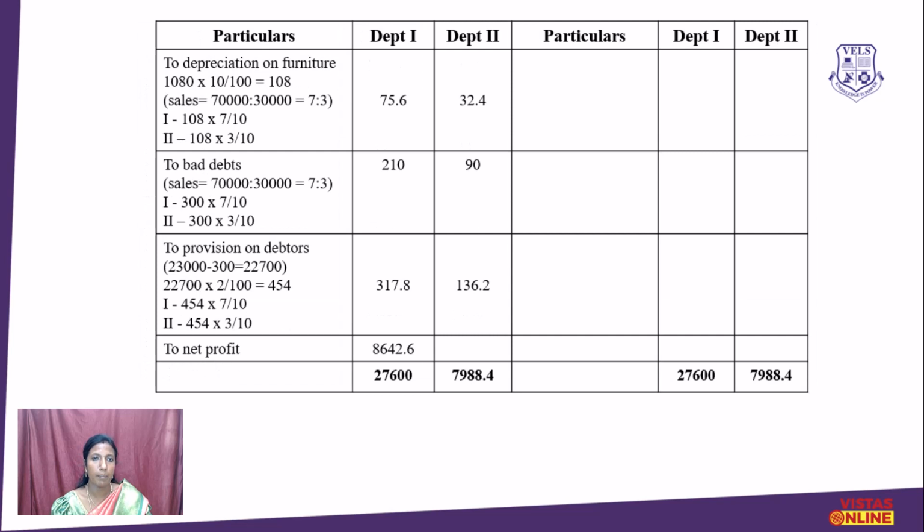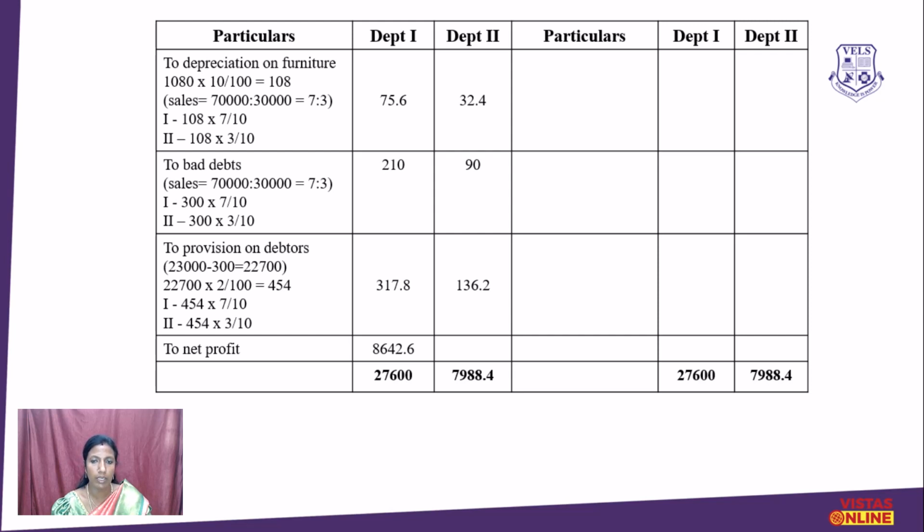To depreciation on furnitures, the value is 108 into 7 by 10 equal to 75.6. Department 2, 108 into 3 by 10 equal to 32.4. To bad debts, 300 into 7 by 10 equal to 210. Department 2, 300 into 3 by 10 equal to 90. To provision on debtors, 554 into 7 by 10 equal to 317.8. 554 into 3 by 10 equal to 136.2.